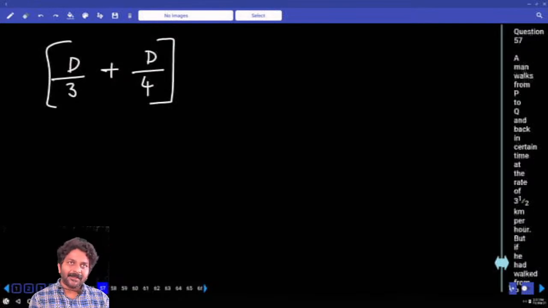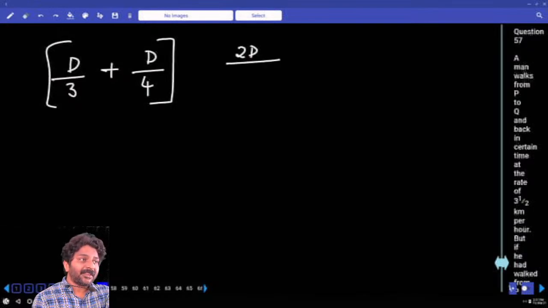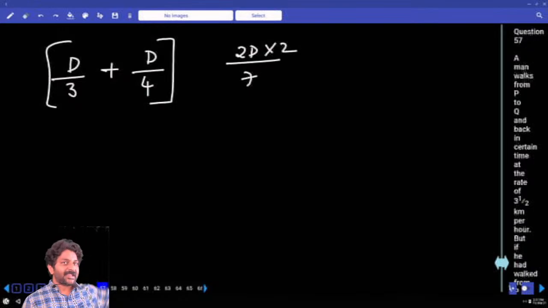For the first case, how much is the speed it has maintained? 3.5 kilometers per hour for the entire journey only. Entire journey means onward journey D, return journey D, total 2D, traveled with the speed 3.5. Can I write it as 7 by 2? 7 by 2 comes to the numerator. This is the time it is taking in the first case.